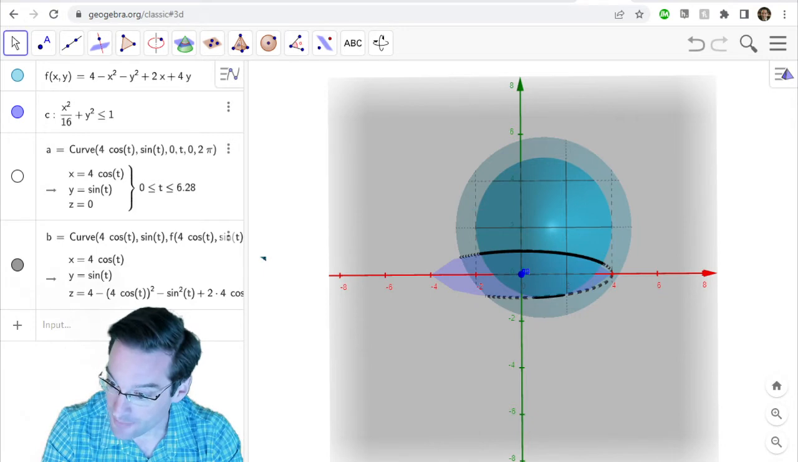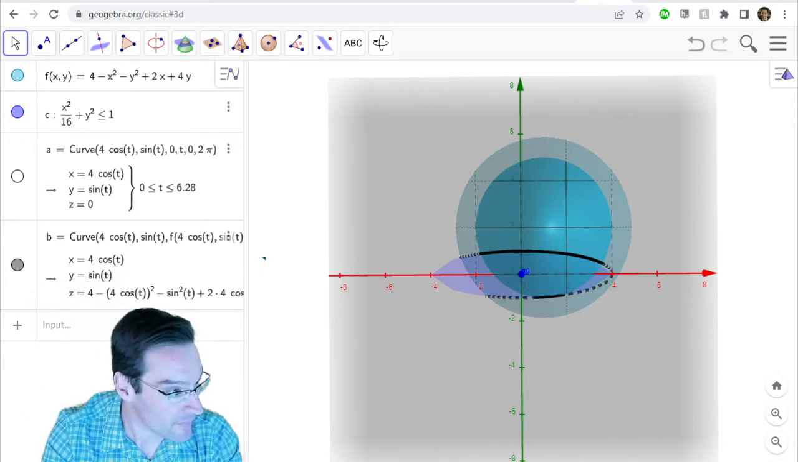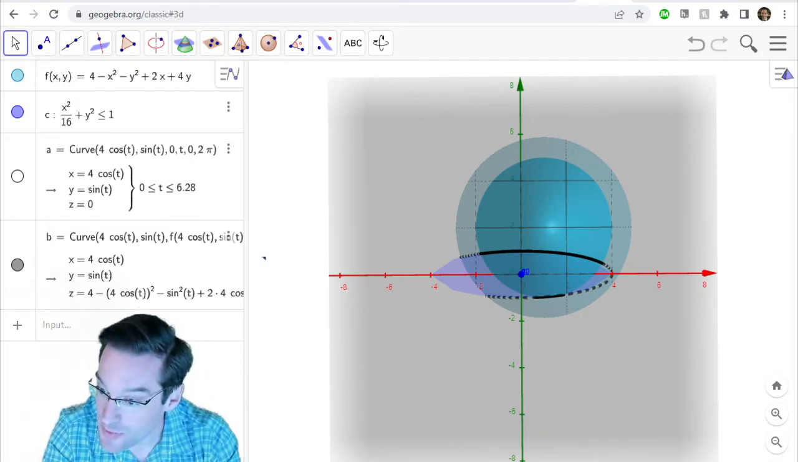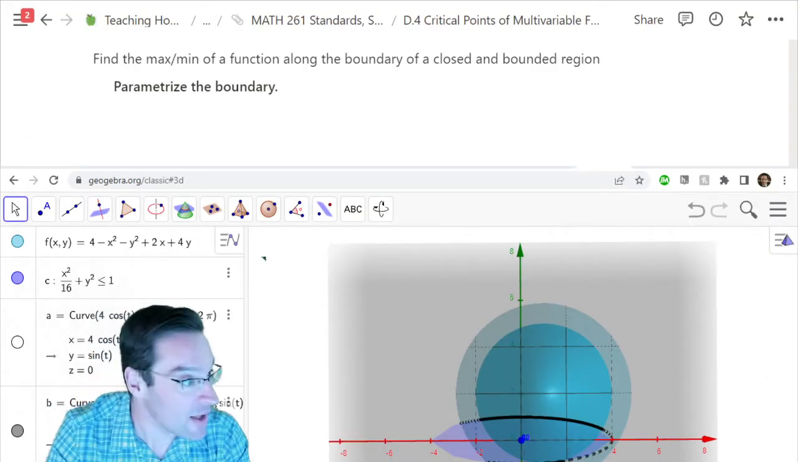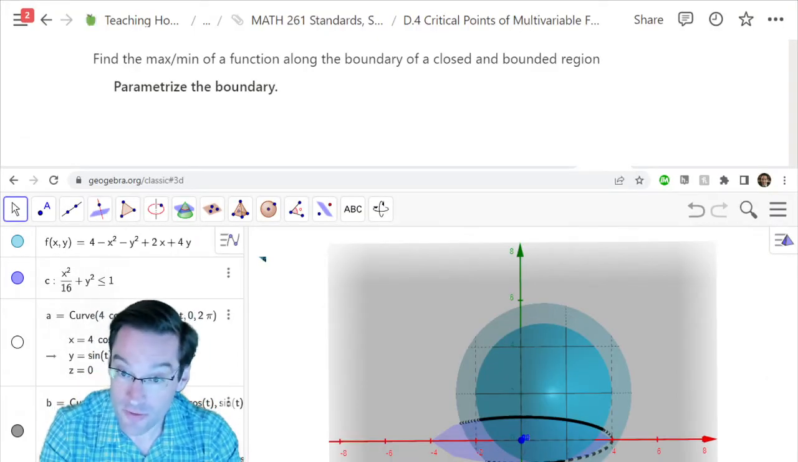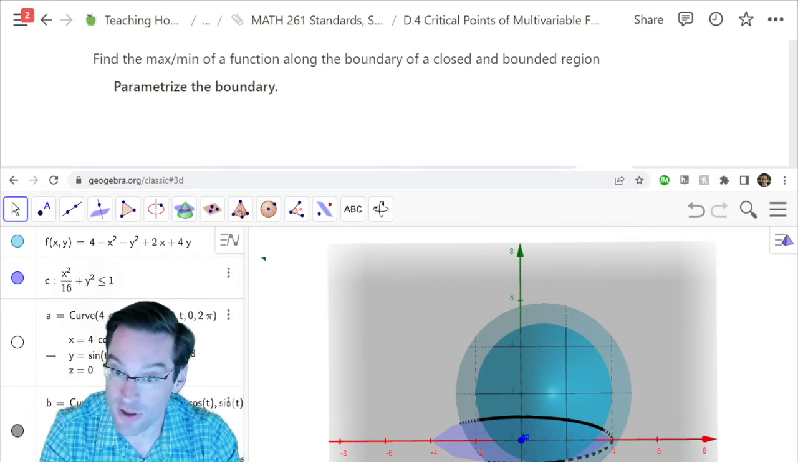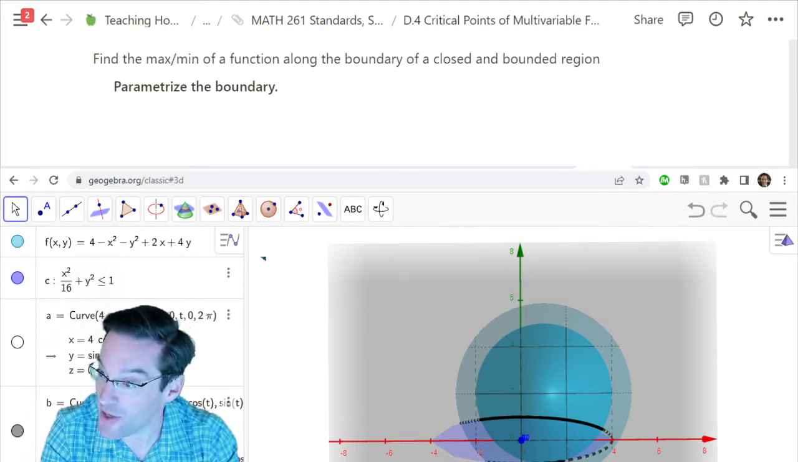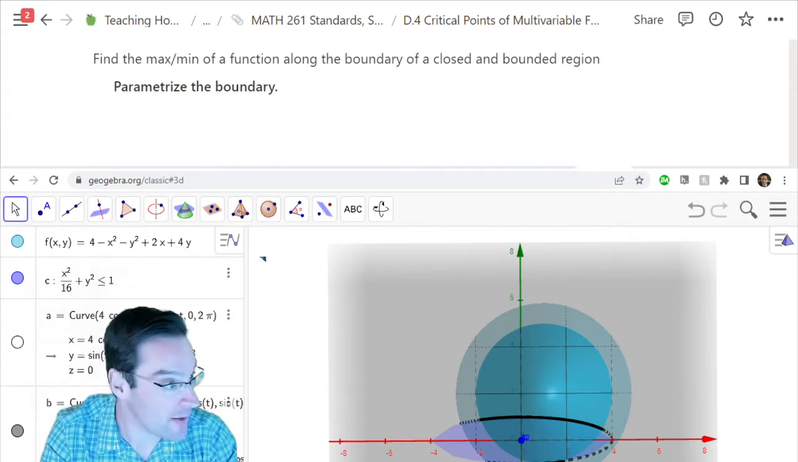So I'm going to try to keep track here in a way that we can kind of see as much as we can. So how do I do that? If I want to parameterize the boundary curve in this example, my boundary curve is the ellipse that has a semi-major axis of 4 and a semi-minor axis of 1, right? It goes out to (4, 0) in the x direction and (0, 1) in the y direction.